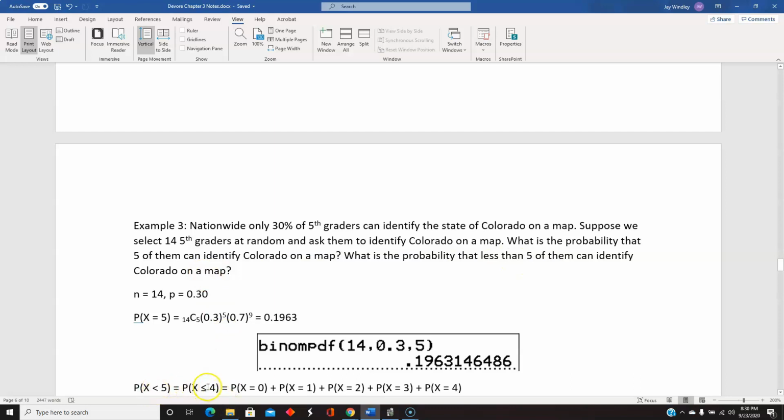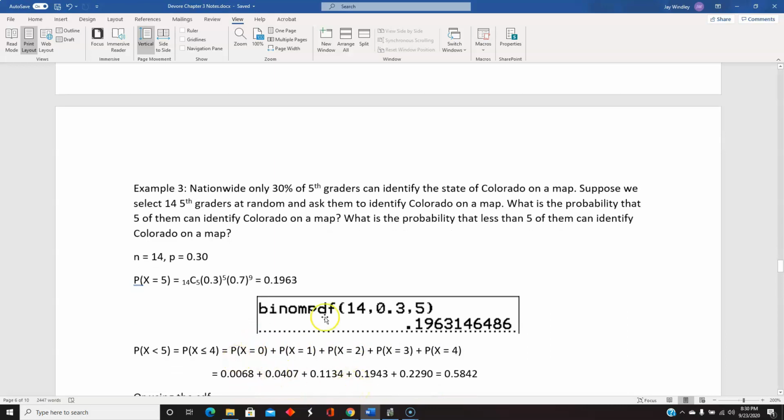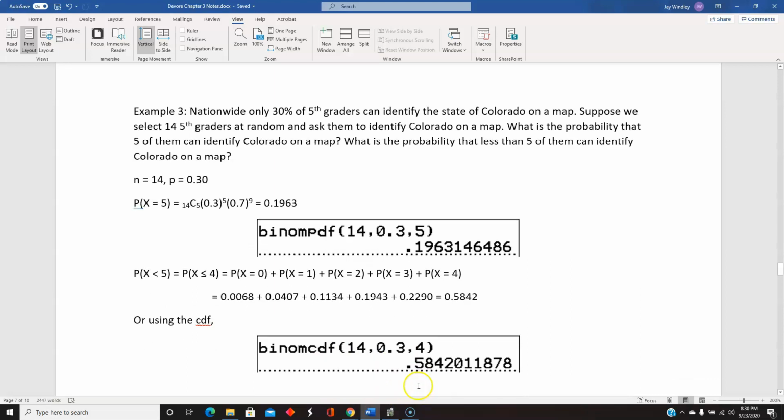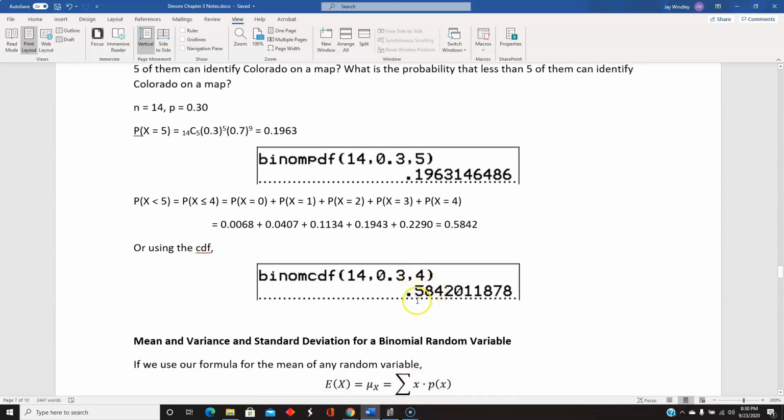Then what's the probability that less than 5 of them can identify Colorado on a map? Less than 5 means 4 and below. So 0, 1, 2, 3, and 4. We're going to find the probability of 0 successes, the probability of 1 success, and so on, and add those together. So we can use this binomial PDF function repeatedly on the calculator, or do this calculation repeatedly and get all of those probabilities and add them together. Or if you use the CDF on the calculator, 14 trials, probability of success is 0.3, and add up all the probability up to and including 4, and you get this same 0.584 number that we got right here.